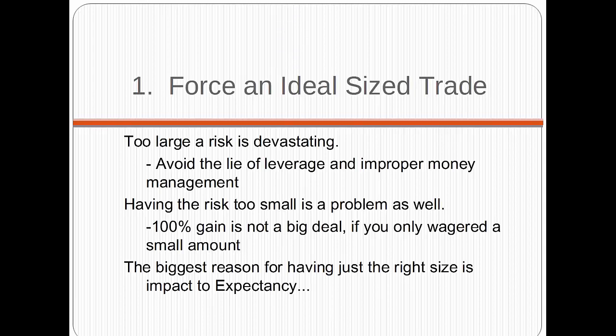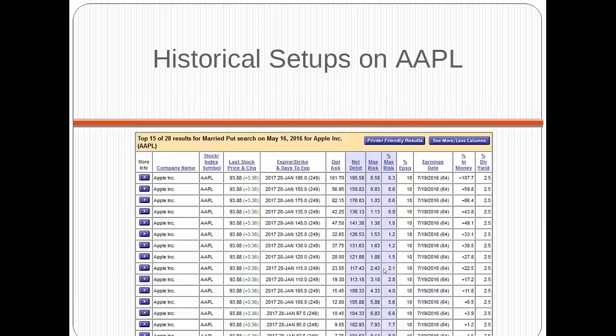Great, you bought a call for 15 cents and you closed it for 30. Meanwhile, you had 7 other positions where you lost 15 cents. How is that a long-term gain? He needs gains to be in the 1,000% or more. Okay. What is the biggest reason for having the right sizes to impact expectancy?